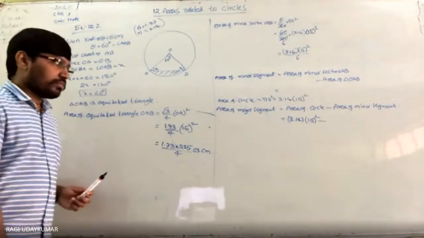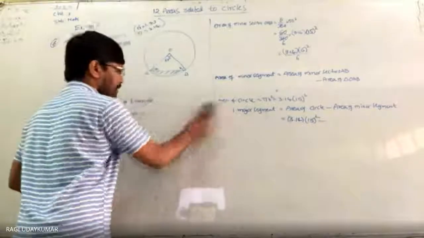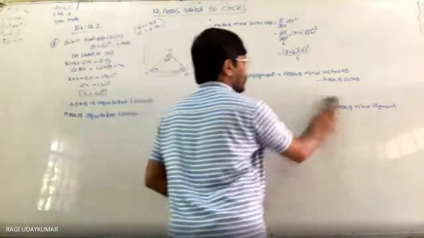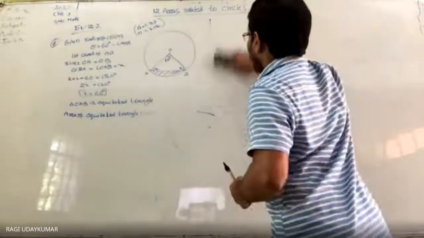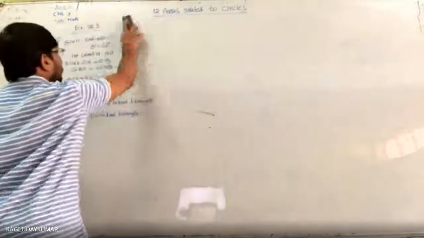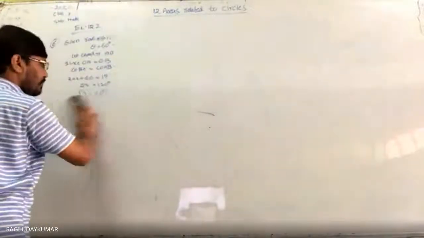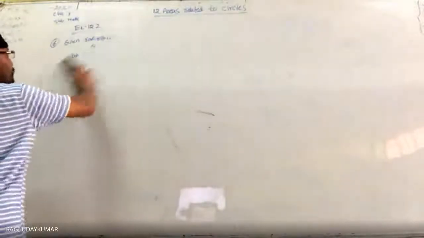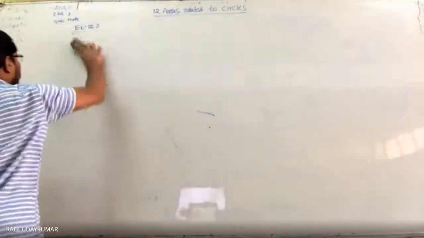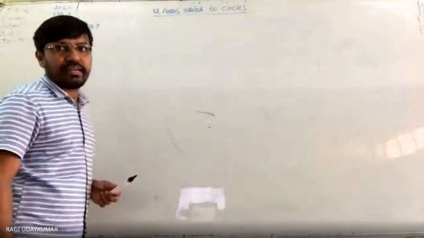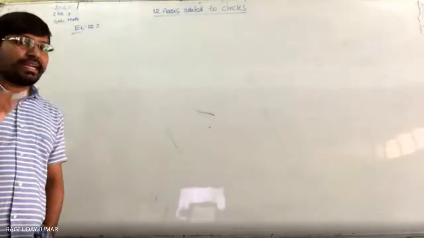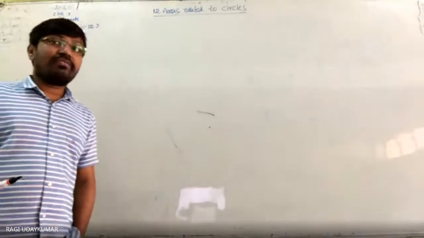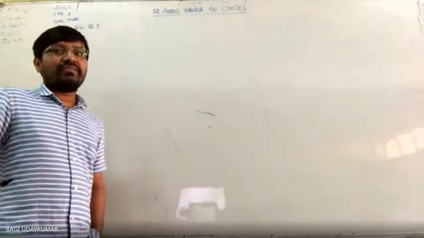Okay. Now let us go for the next, 7th question. So what is the 7th question given to you? See here. The chord of a circle of radius 12 centimeters subtends an angle of 120 degrees at the center. Find the area of the corresponding segment.